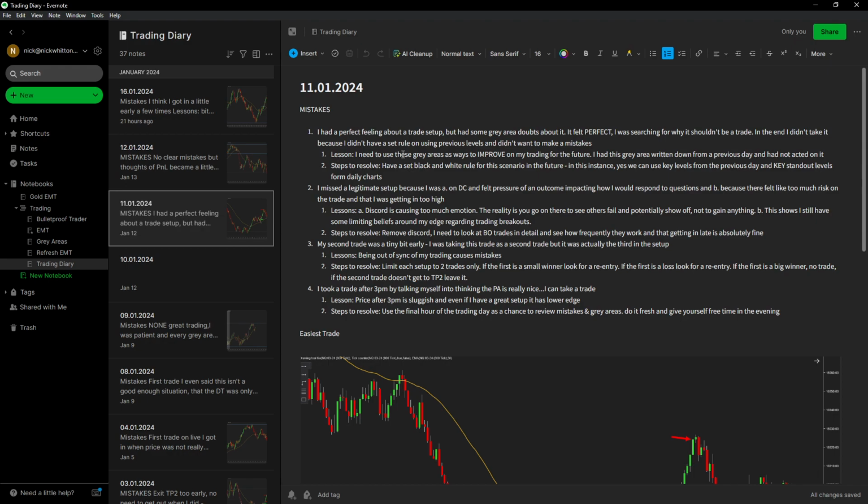So the lesson is, hey, you knew this was an area that you were weak at. Why have you not gone and studied it? Why have you not gone and created a black and white rule for this situation? So steps to resolve, have a set black and white rule for this scenario in the future. And in this instance, yes, we can use pre-levels from previous day and key standout levels from daily charts. Okay.